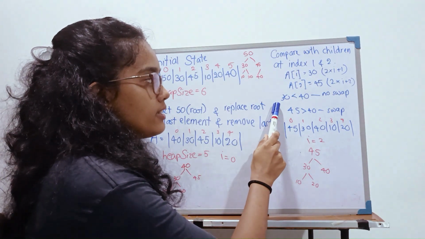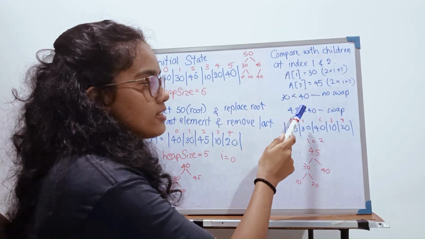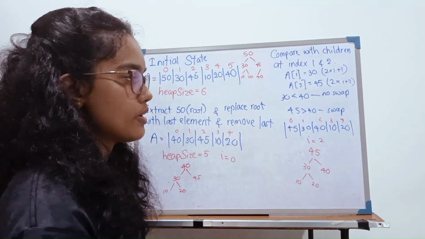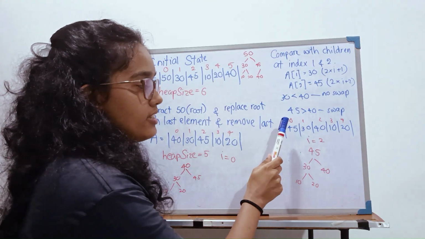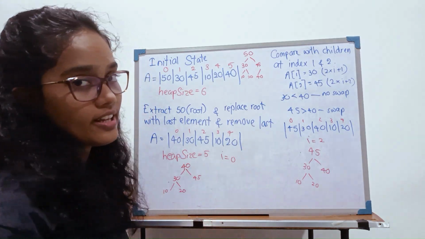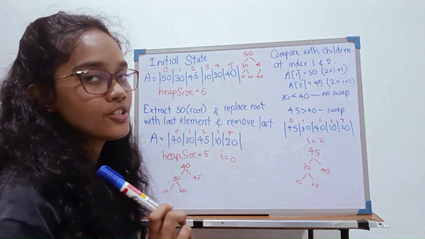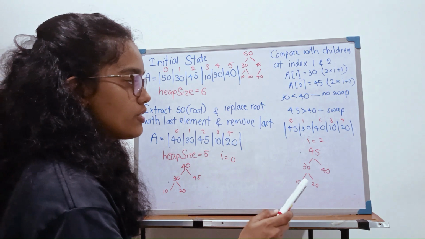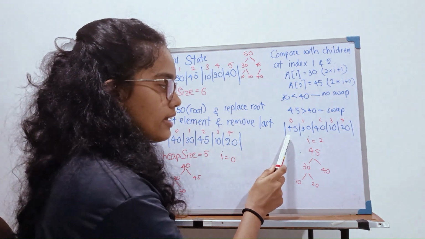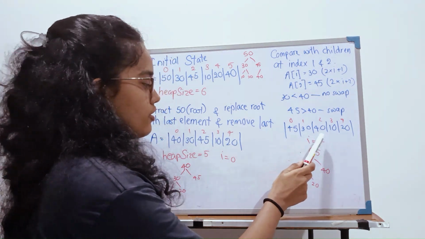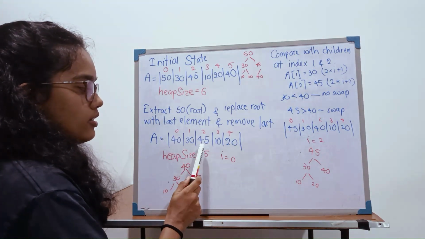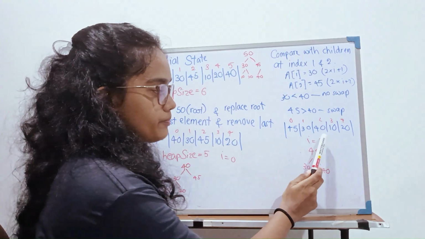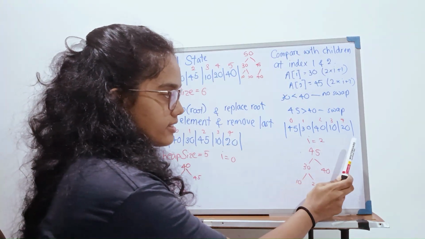So 30, our left child, is less than 40, so no swapping. And our right child, 45, is greater than 40, so a swapping happens. So we are swapping 45 with 40, like here. We are swapping these two, and after swapping it looks like this.